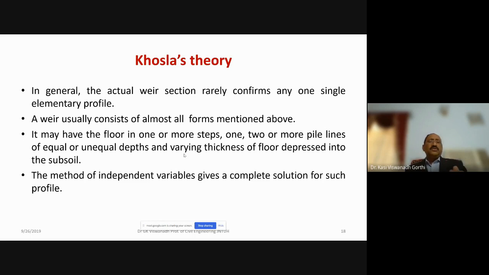So you have 1 to 7. So these are all the elementary profiles. But if we take an actual wear section, this actual wear section will not conform to any of the single ones. It's a combination. It usually consists of almost all forms of the things which are mentioned from 1 to 7.